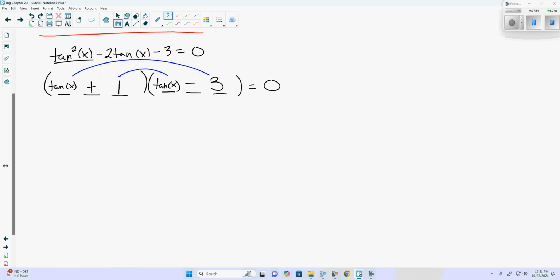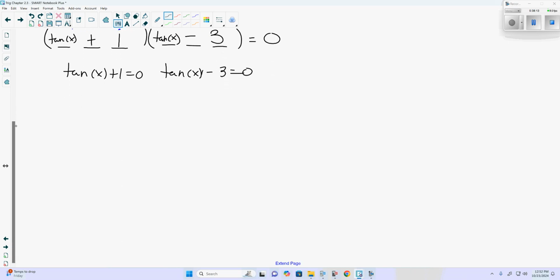Yes? All right, since we do have two things multiplied together to equal 0, one of these has to equal 0. Tangent of x plus 1 equals 0. To solve this here, we would subtract 1 from both sides, telling us tangent of x is equal to negative 1.